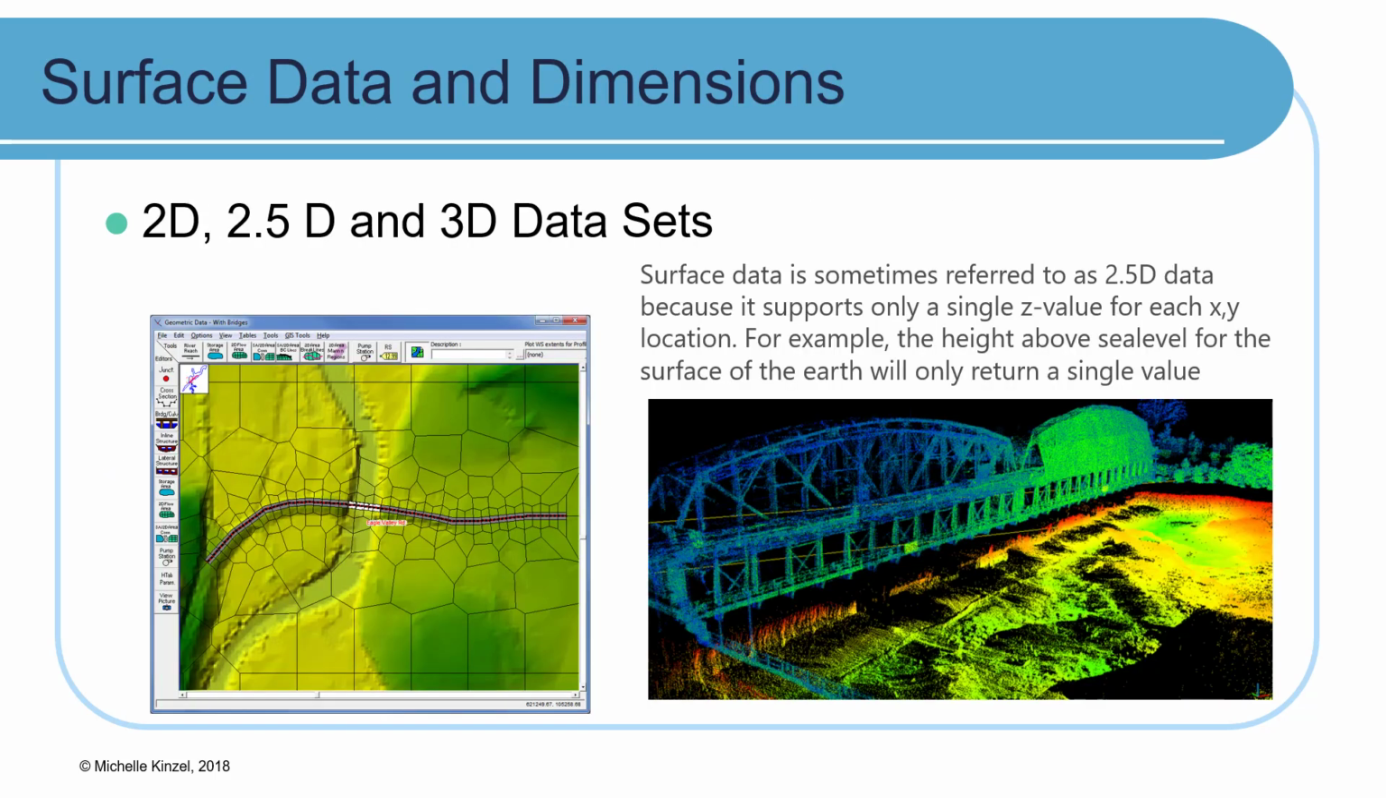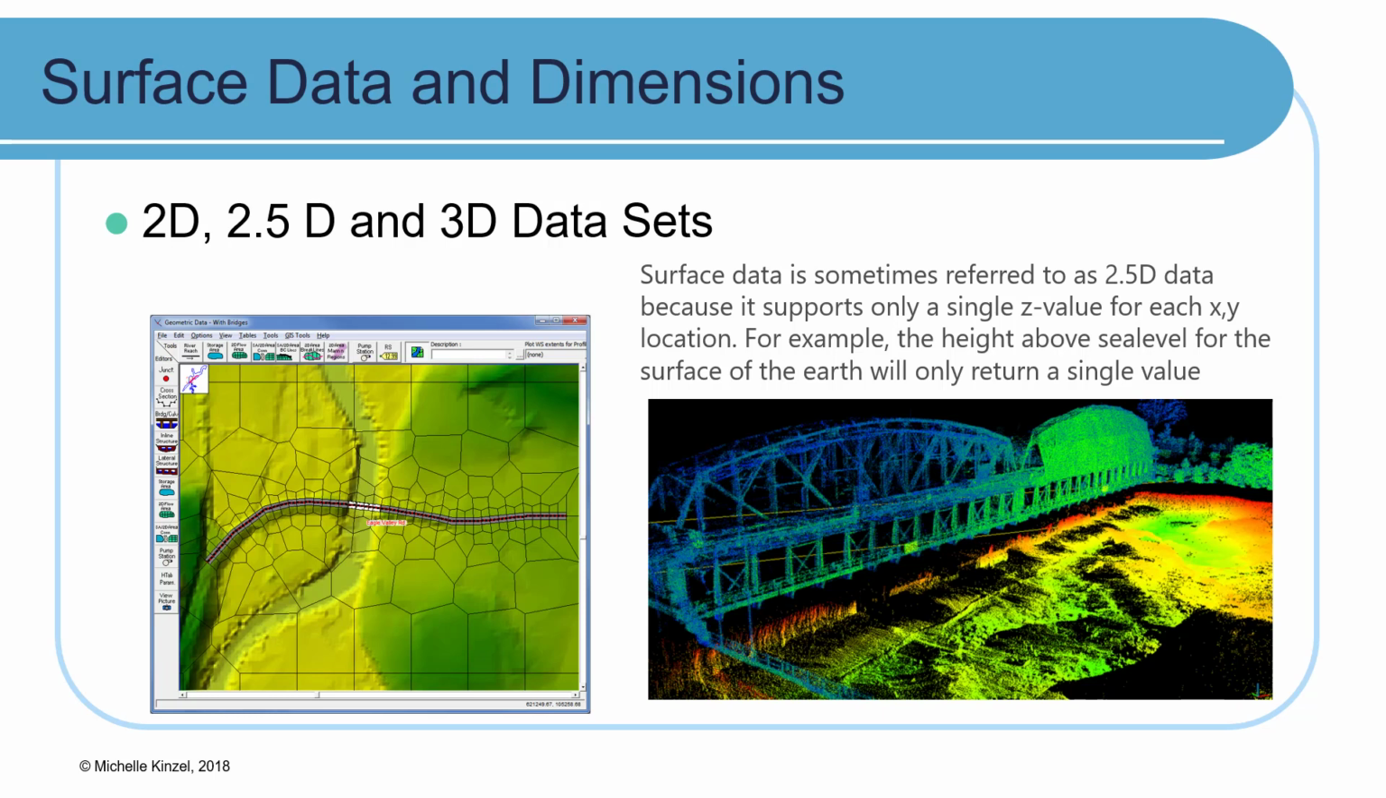So here are 2-dimensional, 2.5-dimensional, and 3-dimensional ideas. If we look at the map image on the left, the title says geometric data with bridges, and it is pretty flat, and there isn't a good sense of the actual landscape features. Surface data is sometimes referred to as 2.5-dimensional data because it really only supports a single z value for each x location.